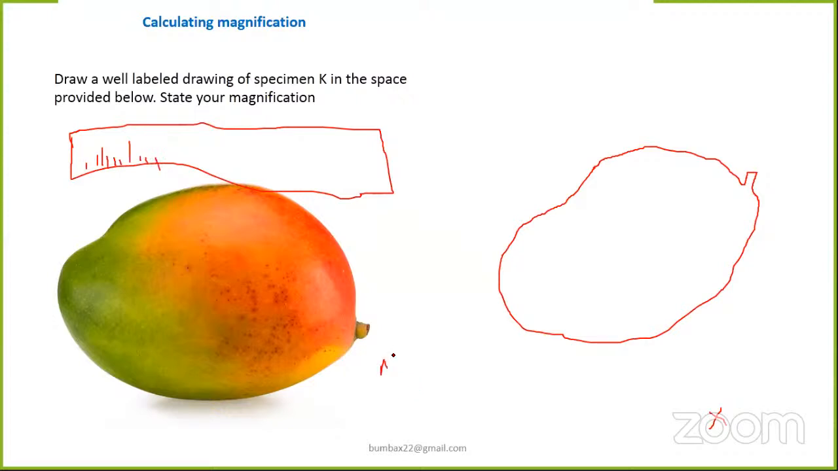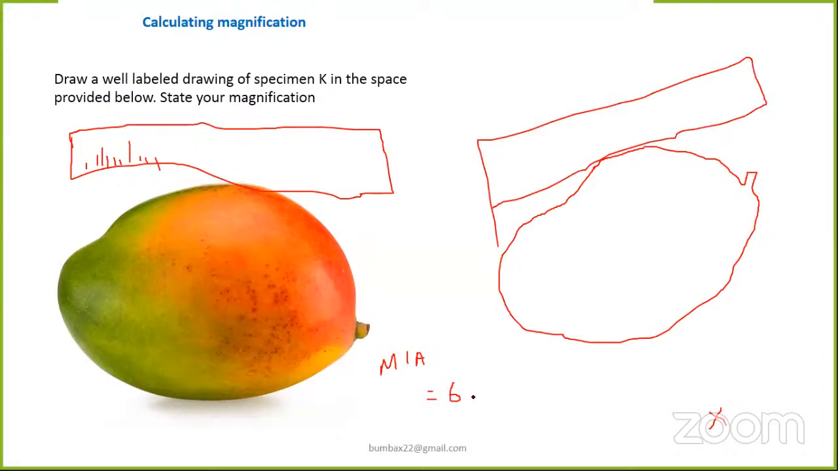Remember, MIA means the magnification is equal to image size over actual. So image size is this one which you have drawn. So you put a ruler also on your drawing to see what you have drawn. I'm assuming you've gotten 6 centimeters, okay, and then the actual, let's say over 5 centimeters.